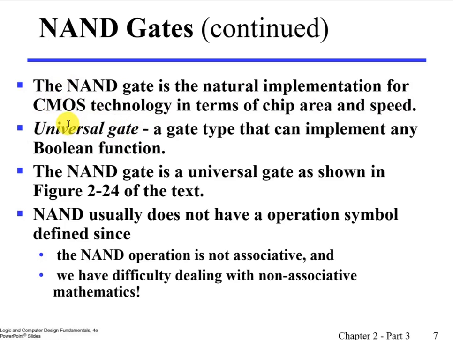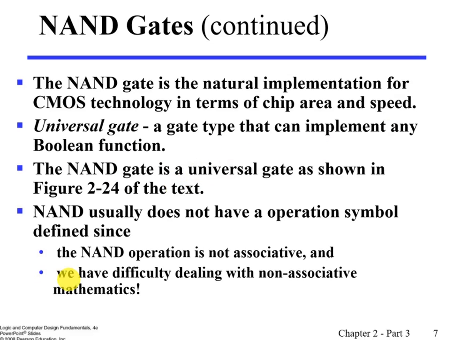A universal gate is a gate which can implement any Boolean function without the need to use any other gates. Right? In figure 24 of our textbook, we can see that we can use the NAND gate to implement AND, OR, and the NOT operation. Also note that NAND gates usually don't have an operation symbol. Why? Because the NAND operation is not associative, and working with a non-associative operation is difficult in mathematics.